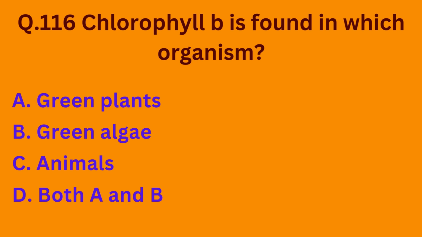Coming to next question. Chlorophyll B is found in which organism? Option A, green plants. Option B, green algae. Option C, animals. And option D, both A and B. So basically, chlorophyll B is found in both the green plants and green algae. The correct option is option D.